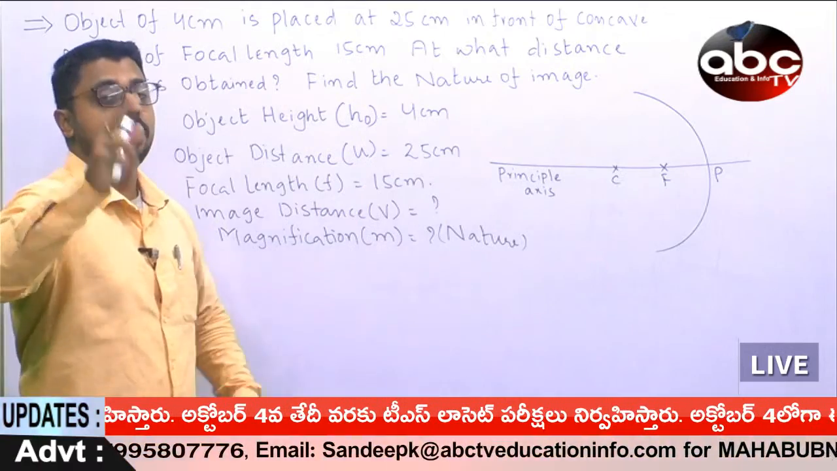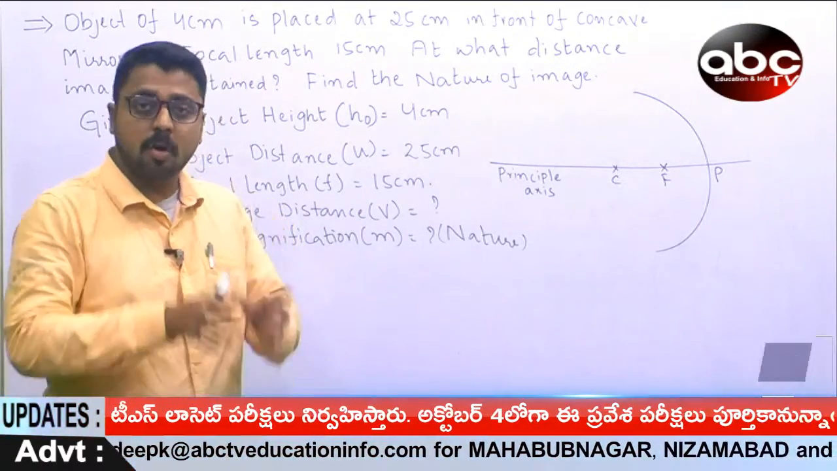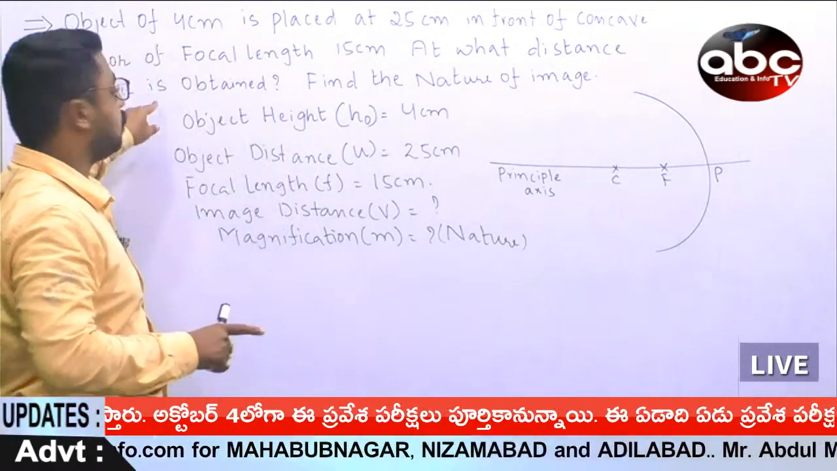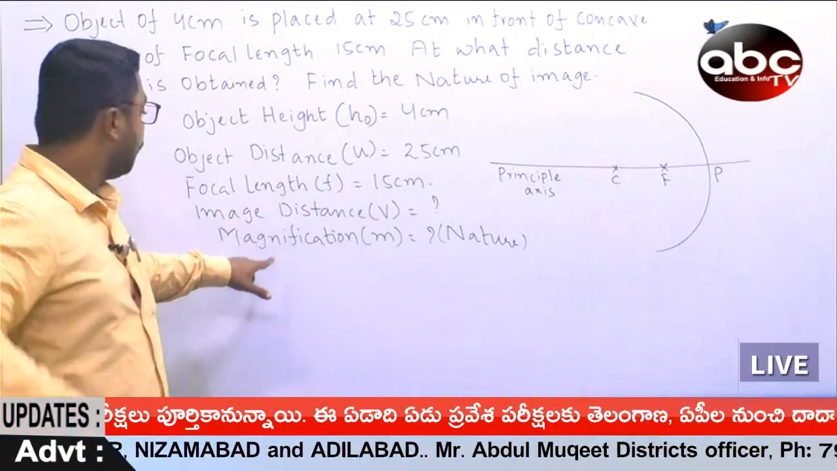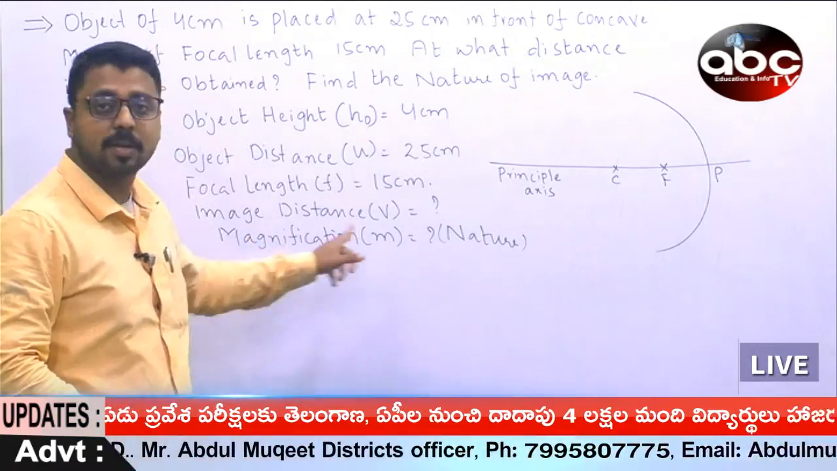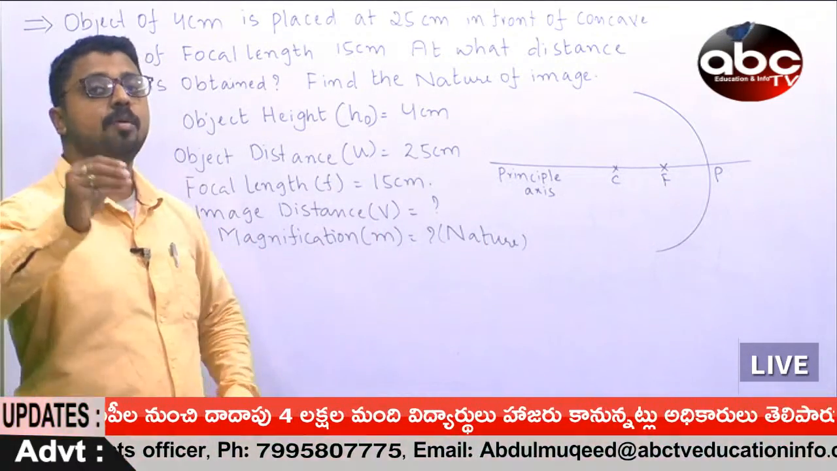So my dear children, I just informed you that the combination of two formulas leads to a 4 marks question. That is, we have to find the image distance. We have to find the nature. The indirect method is the magnification method. So, let us plot this 4 marks question.